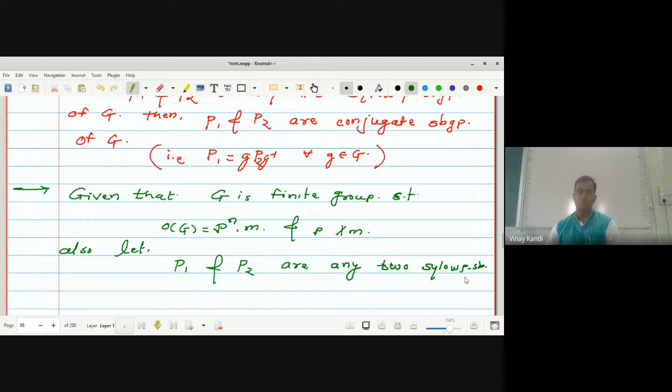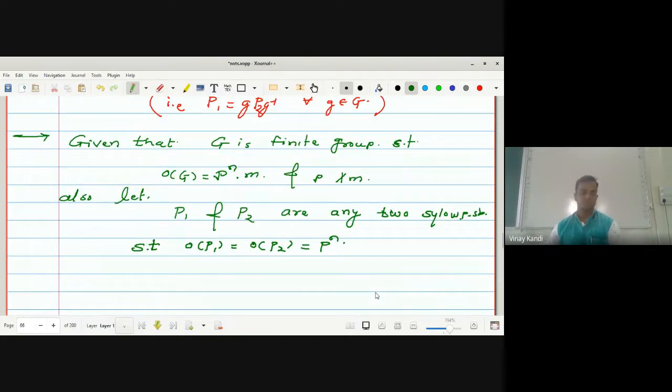Such that the order of P1 is equal to the order of P2, which is equal to p raised to n. Whichever Sylow p-subgroup it is, what will its order be? p raised to n, by the definition of Sylow p-subgroup. Any doubt up to here?